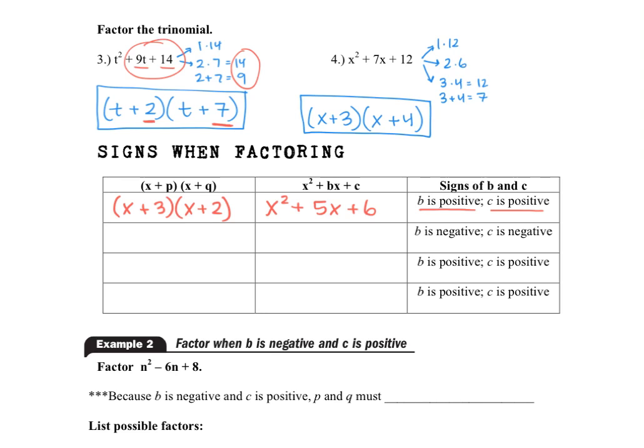And then in our next lesson, what we'll add in is when we have negative terms in there as well, and what happens if one of those terms, either B or C, is negative. So that's where we will jump in with our lesson the next day.